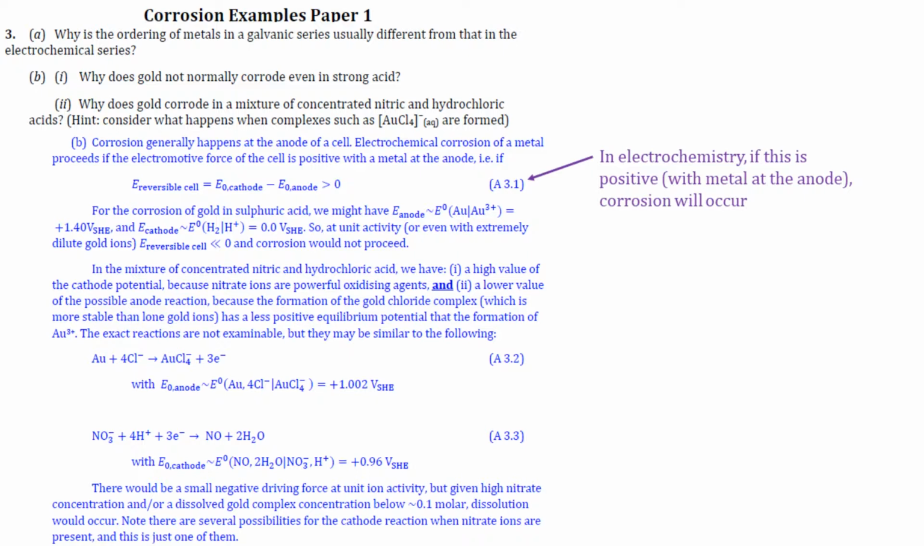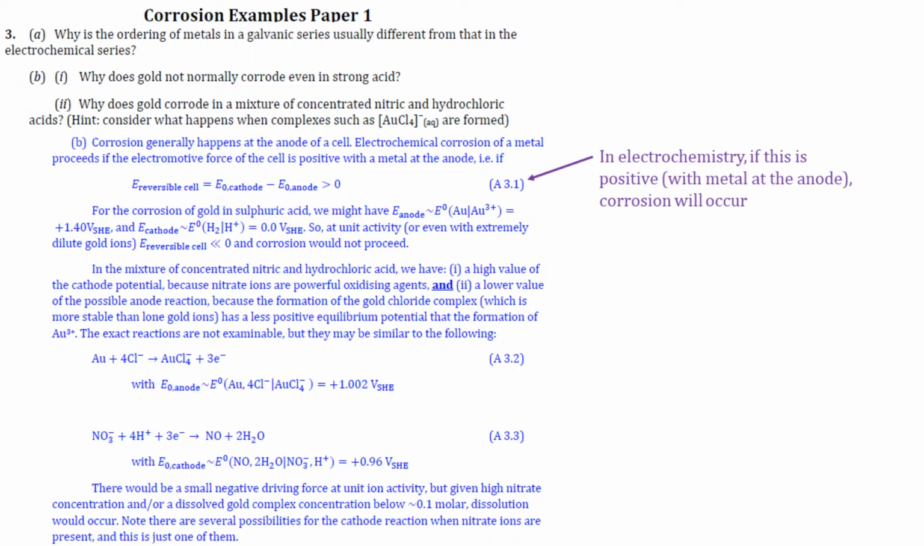For a gold anode with a standard electrode potential of plus 1.4 volts SHE, that's at the possible anode, there is no aqueous cathode reaction which comes anywhere close to making the expression in A3.1 positive. So definitely the most obvious cathode in strong acid, say sulfuric acid, is the protons, and they have a standard equilibrium potential of 0 volts SHE at pH 0.